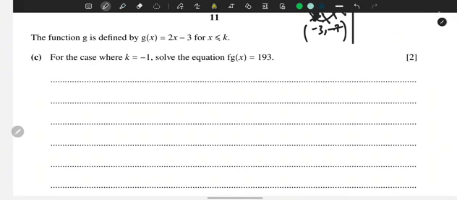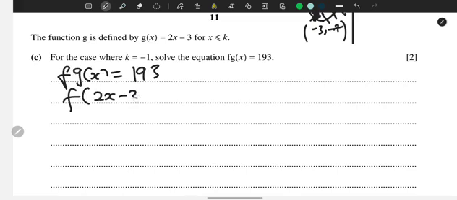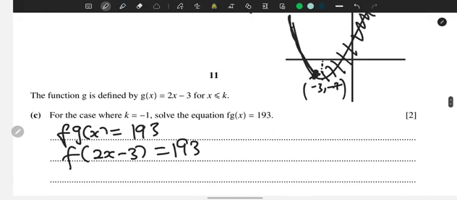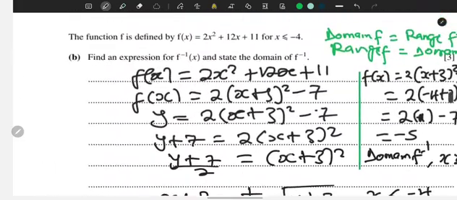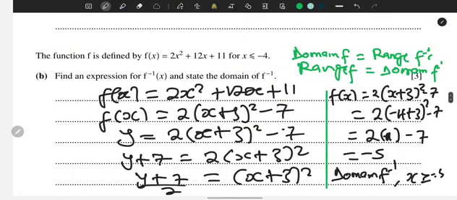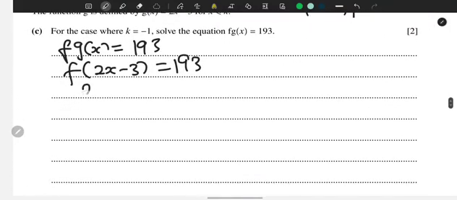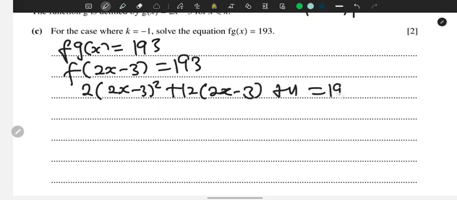Okay, for the case where k equals minus 1, solve the equation fg of x equals 193. Where g of x is given to be 2x minus 3. And remember, we are using the previous function given for f of x, which is 2x squared plus 12x plus 11. So that would be 2(2x minus 3) squared plus 12(2x minus 3) plus 11 equals 193.